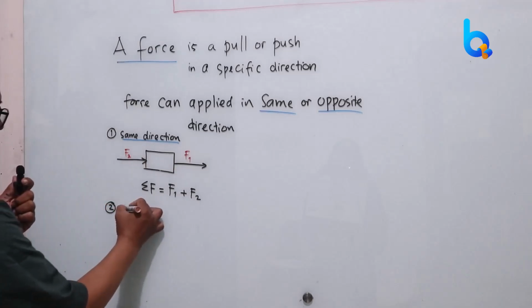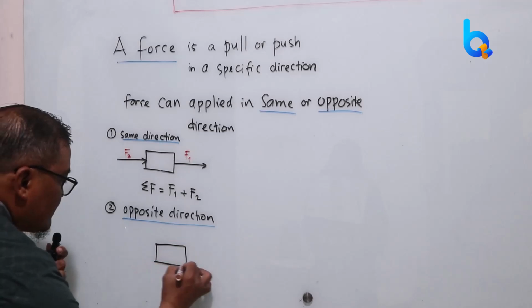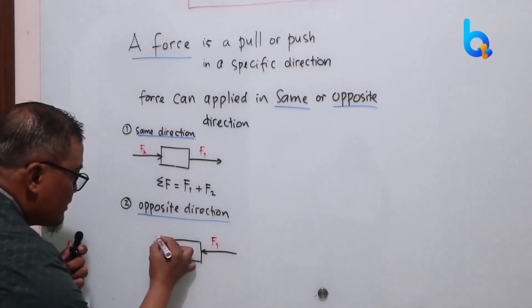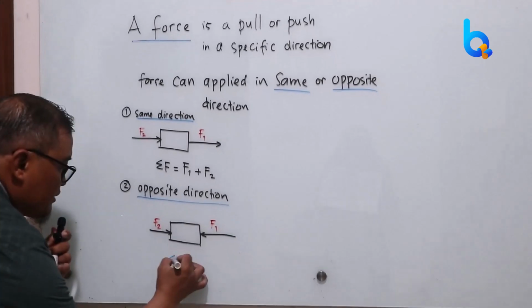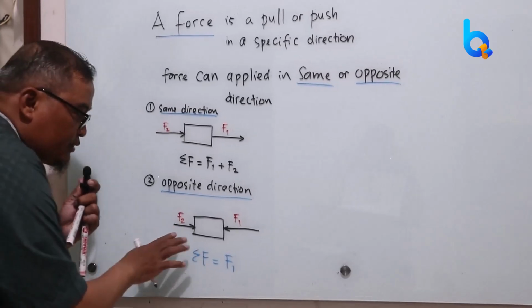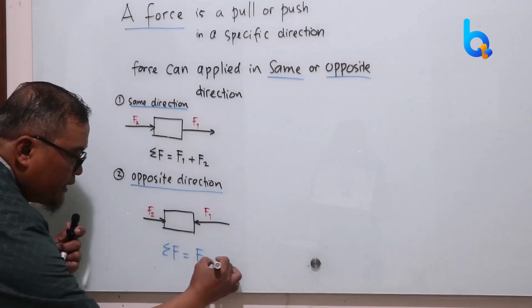Next, number two, in opposite direction. When forces are applied to an object in opposite directions, this one is F1, this one is F2. So in total, sigma F equals F2 minus F1, when the direction is to the right.